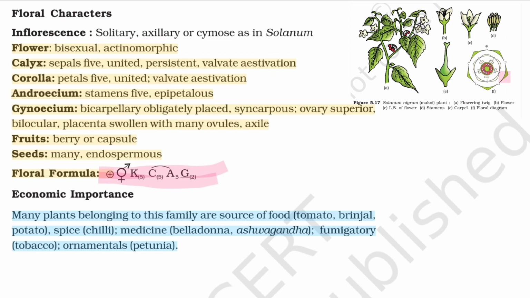Floral characters. Inflorescence solitary, axillary or cymose as in Solanum. Flower bisexual, actinomorphic. Calyx, sepals 5, united, persistent, valvate aestivation. Corolla, petals 5, united, valvate aestivation. Androecium, stamens 5, epipetalous. Gynoecium, bicarpellary obliquely placed, syncarpous, ovary superior. Bilocular, placenta swollen with many ovules, axile. Fruits, berry or capsule. Seeds, many, endospermous.